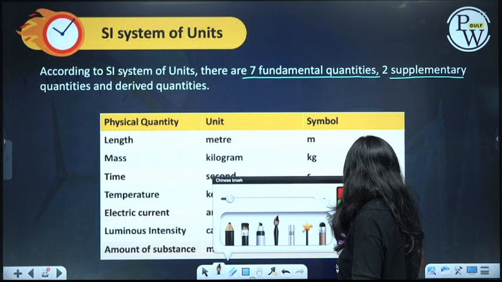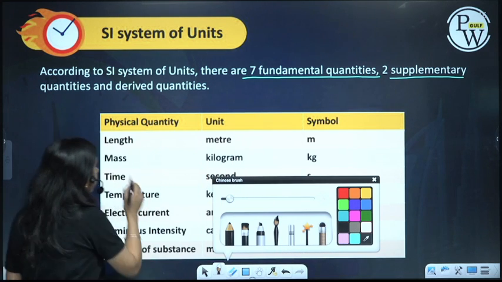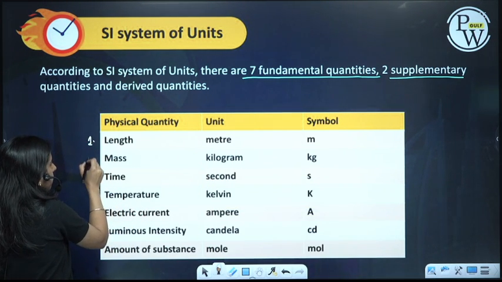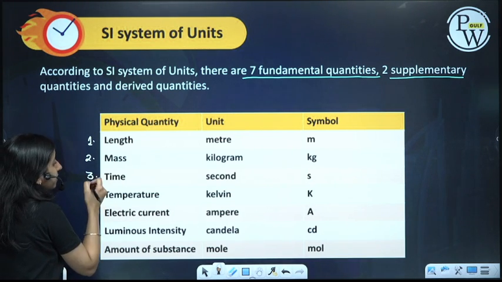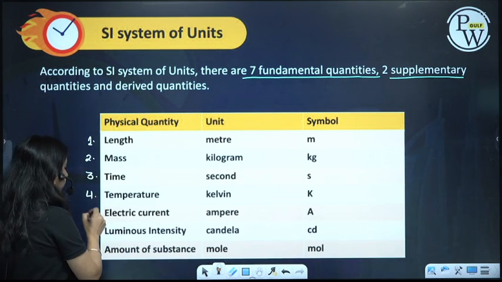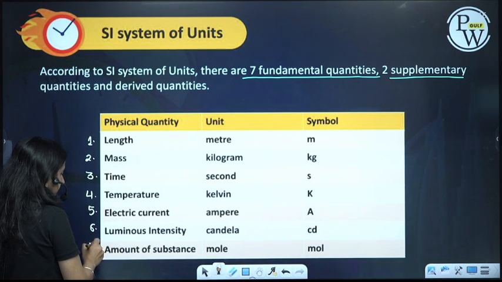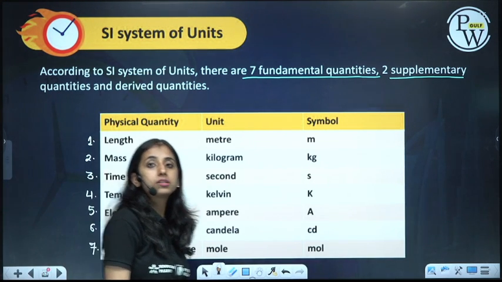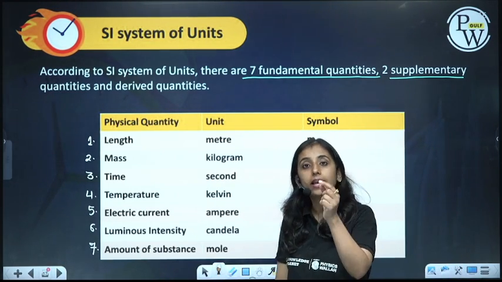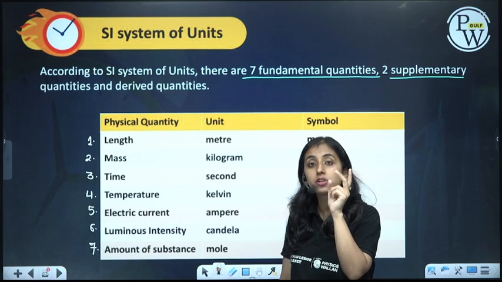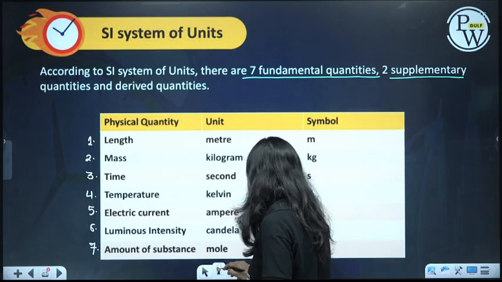In the SI system we have seven fundamental quantities. What are these? First is length, second is mass, third is time, fourth is temperature, next is electric current, then luminous intensity, and seventh is the amount of substance. So we have seven fundamental quantities: length, mass, time, temperature, electric current, luminous intensity and amount of substance.